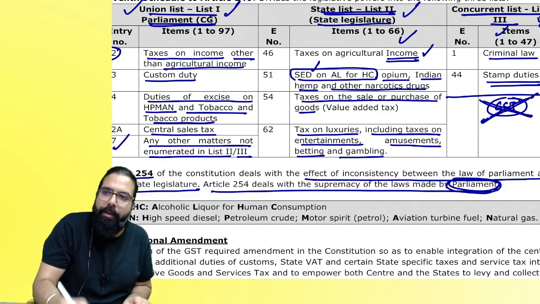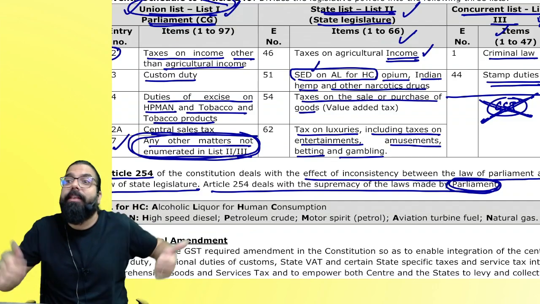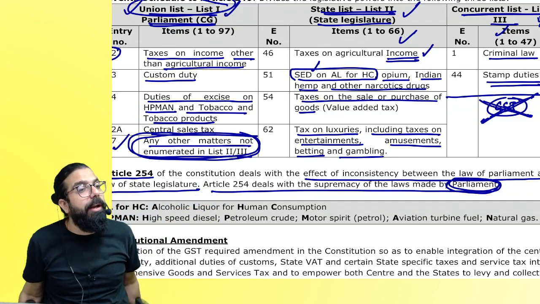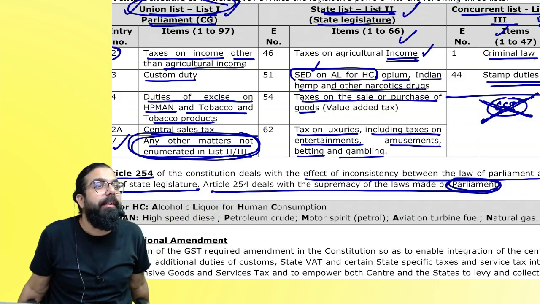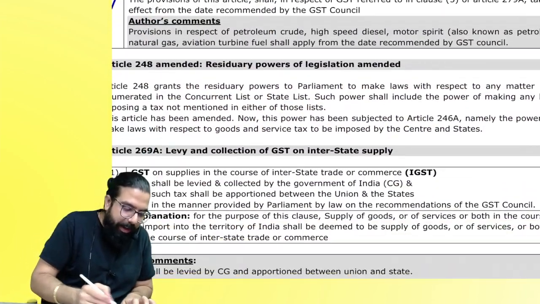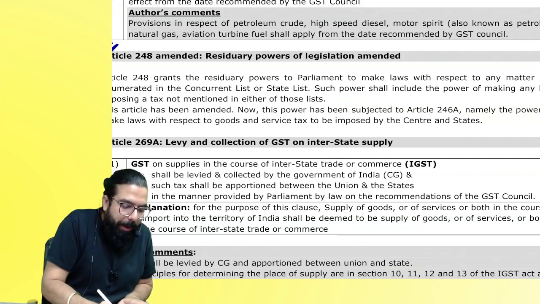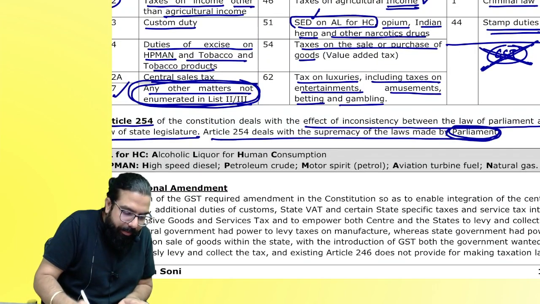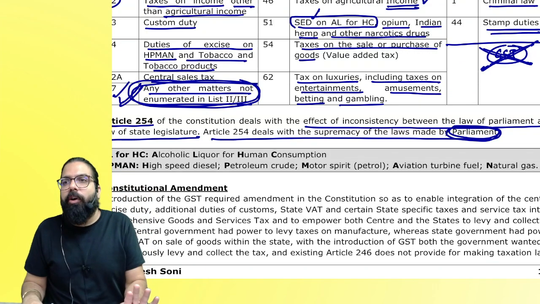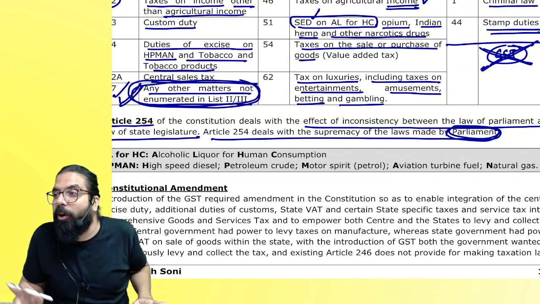If you did not write here, then in list number 1, this third power is there, which says anything not told in list number 2 and 3, who will make the law? Central government. It means central government will make the law for what? GST. And hence, they went ahead and made one more change in article number 248, and they told this residuary power is there. No, which residuary power? This one. This residuary power can be used by central government, but not for GST. It means the GST law cannot be made by central government.